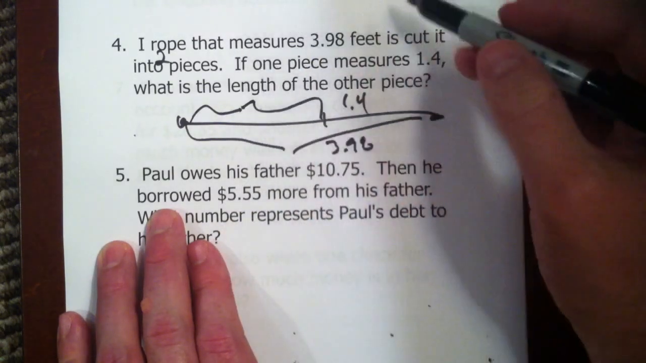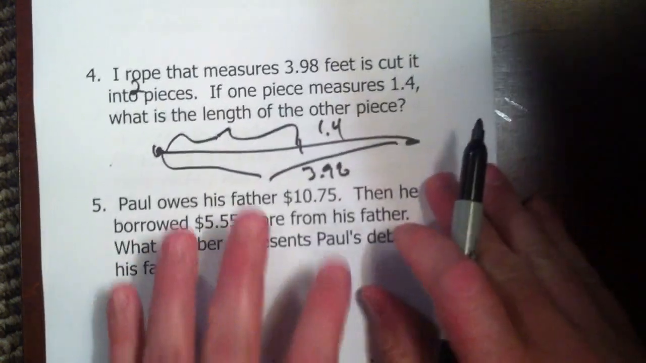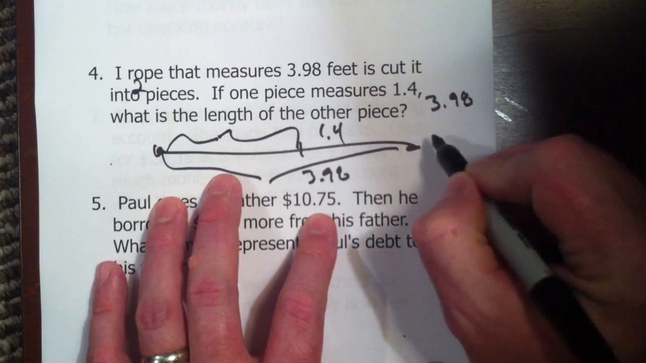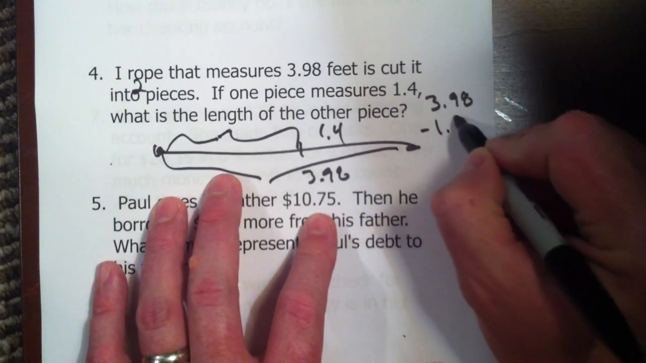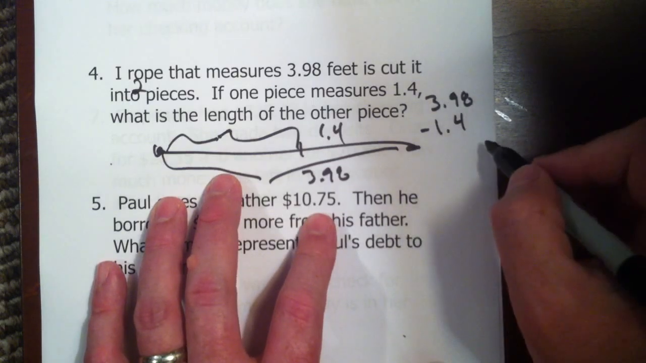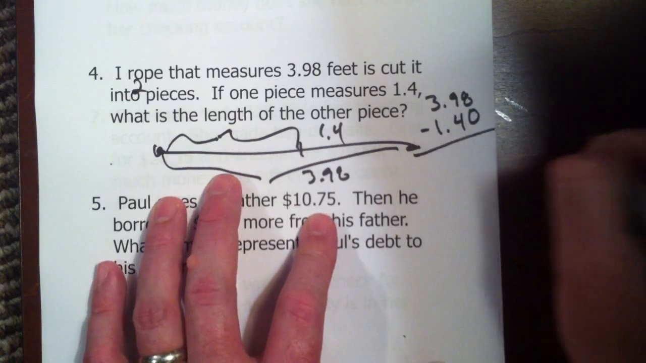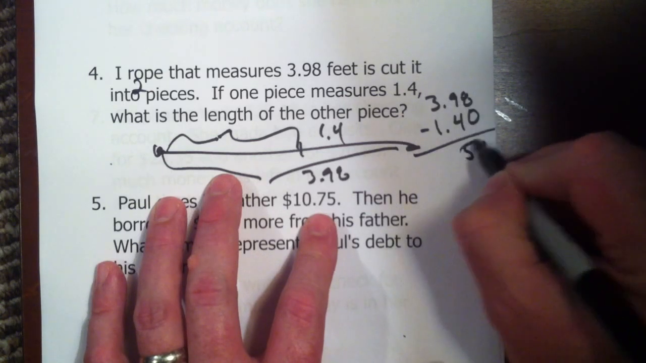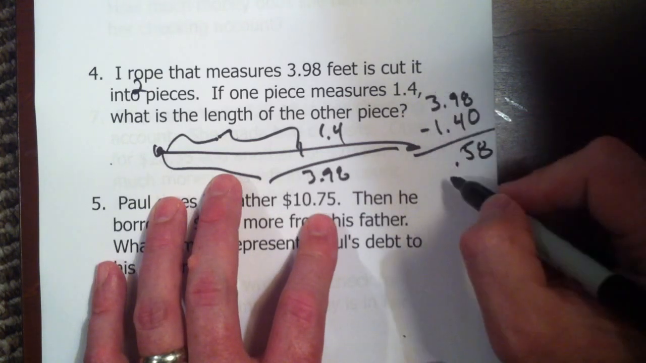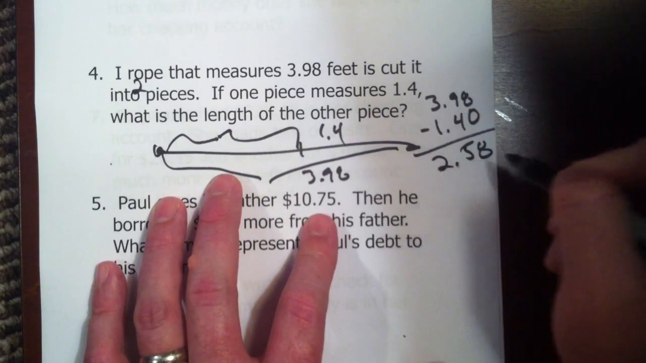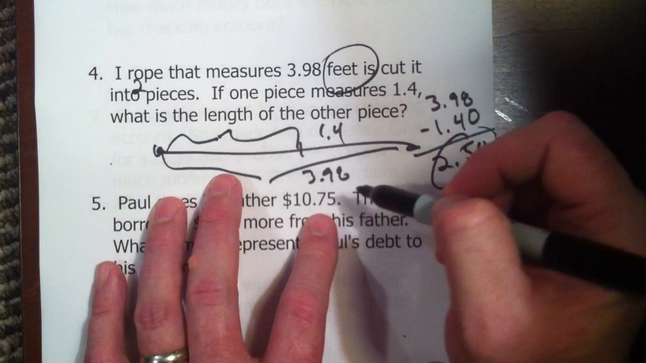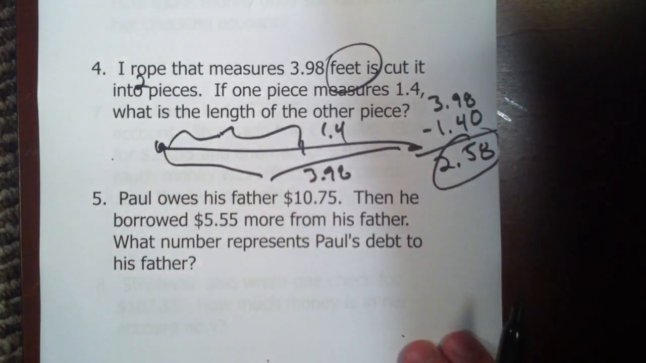We're going to subtract there. So we're going to say 3.98 minus 1.4. I don't have enough spaces there, so I just add a 0. 8 minus 0 is 8. 9 minus 4 is 5. Don't forget to bring your decimal down. 3 minus 1 is 2. The answer is 2.58 feet. Don't forget your unit.